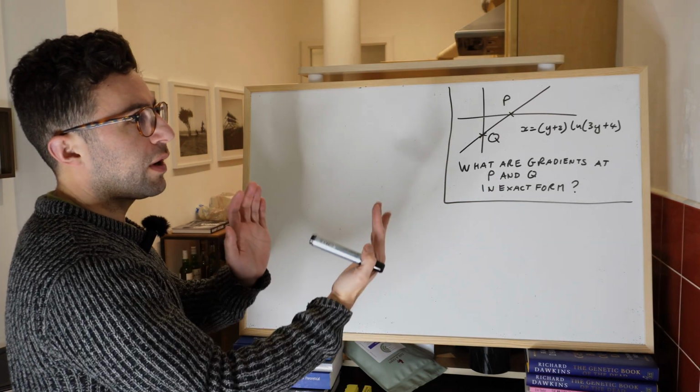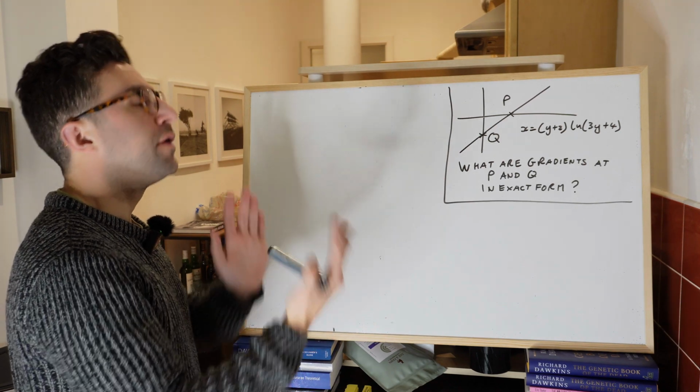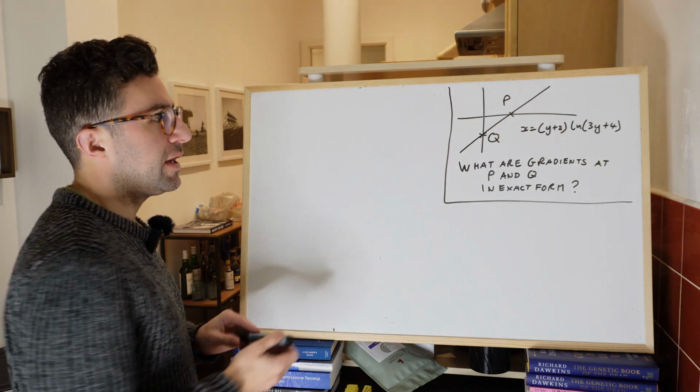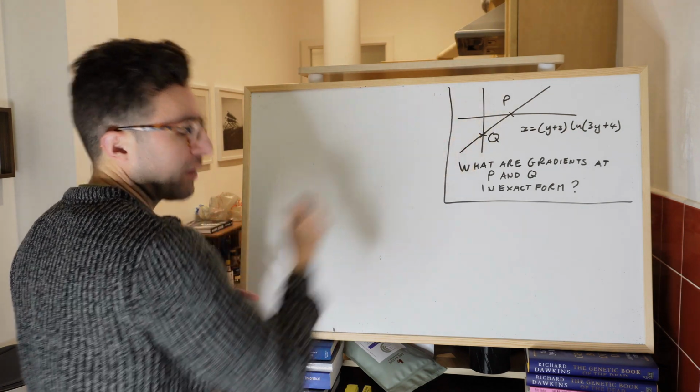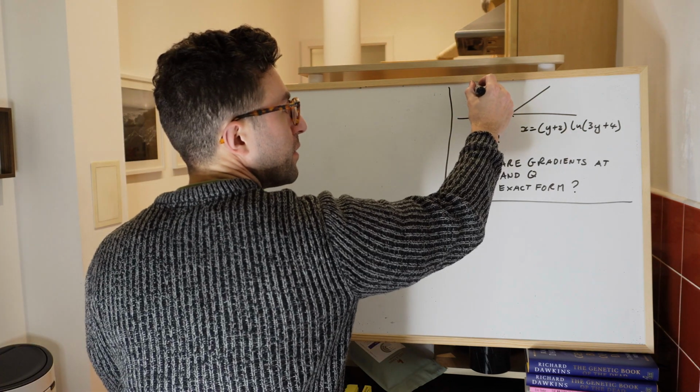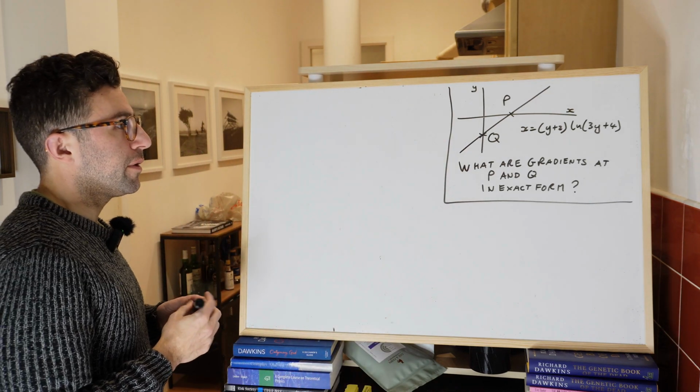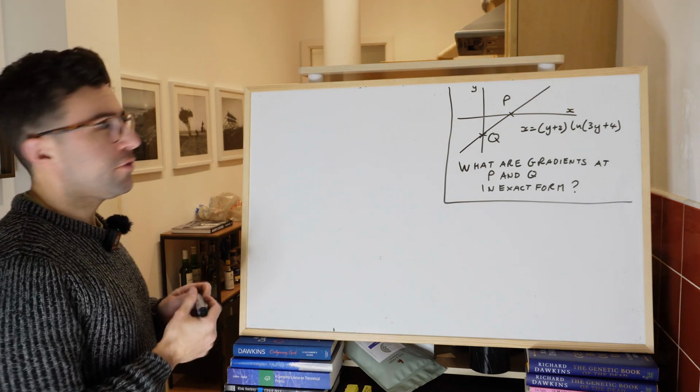x equals y plus 2 times ln of 3y plus 4. What are the gradients at P and Q, where P is where it cuts the x-axis, Q is where it cuts the y-axis? Okay, interesting little question. Let's see what we can do with it. Let's find P and Q first, shall we?